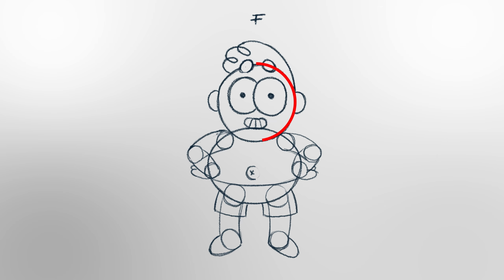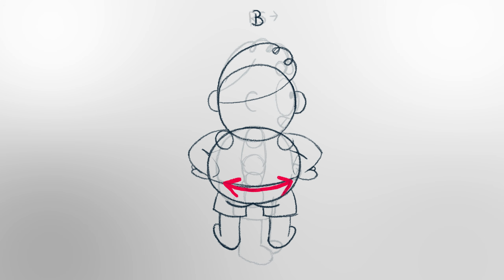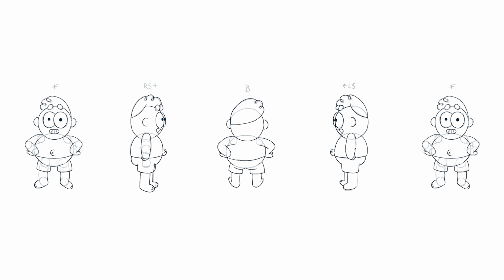Start with the circle for the head and body, and basic shapes for the limbs. When Timmy faces the front, he's wider than he is deep, so the body shape will change when he turns to the side. Then revert back when he's facing the back. Do the front, side, back, and other side.